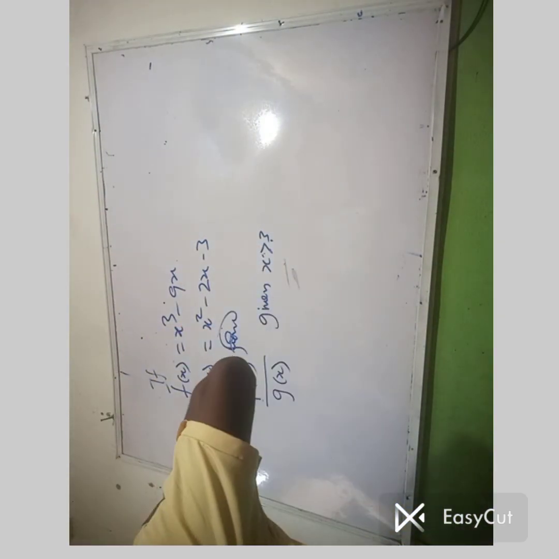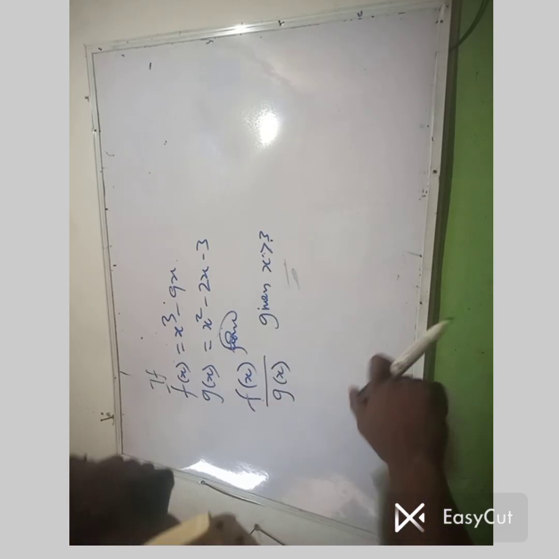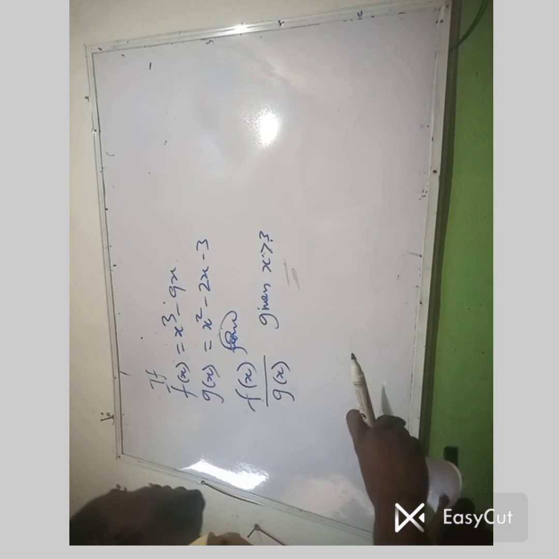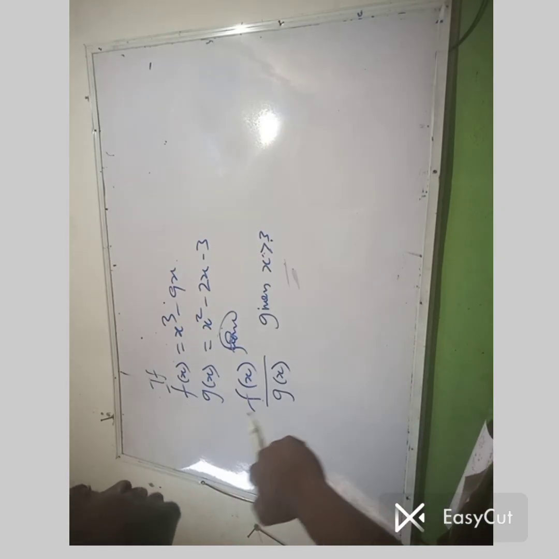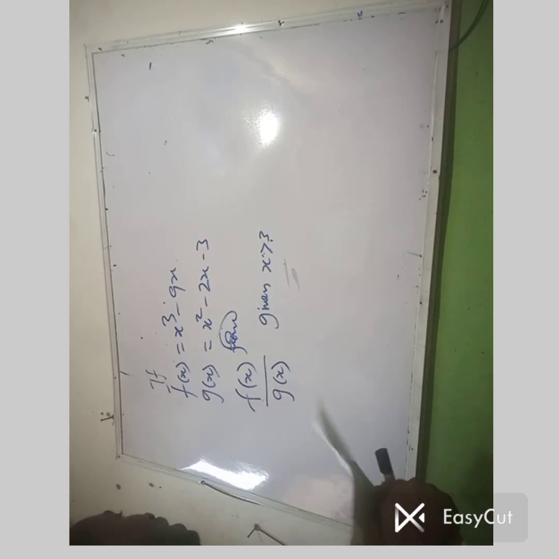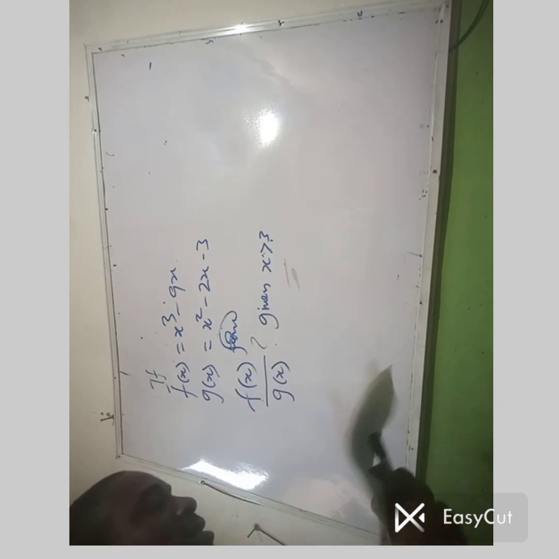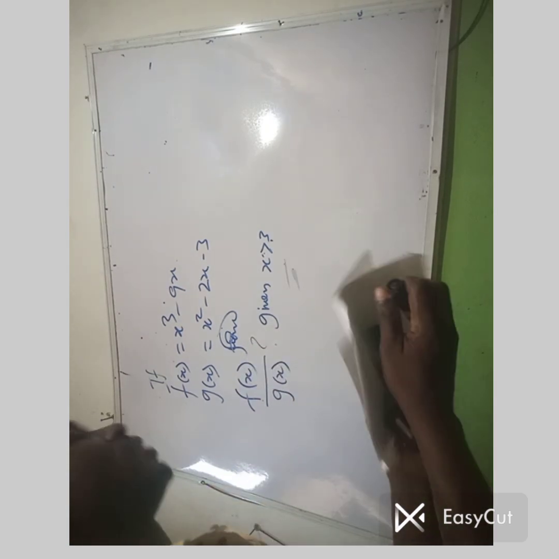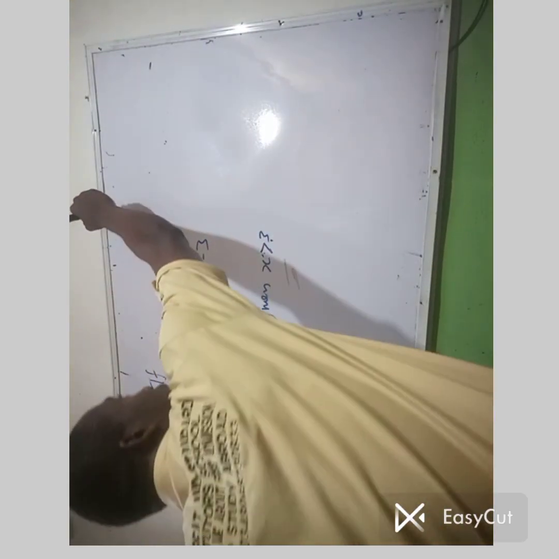We have this from the other time. If f of x equals x raised to power 3 minus 9x, and g of x is equal to x squared minus 2x minus 3, find f of x over g of x given that x is greater than 3. Yes, so let's quickly run that. And how do we go about that? Solution.